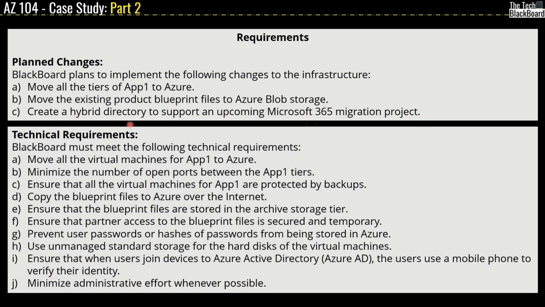Moving ahead, we have technical requirements. Here it says that Blackboard must meet the following technical requirements. The first one is move all the virtual machines for App1 to Azure. Then we have minimize the number of open ports between App1 tiers. The third one is ensure that all the virtual machines for App1 are protected by backups. The fourth one is copy the blueprint files to Azure over the internet. The fifth one is ensure the blueprint files are stored in the archive storage tier. Coming to the sixth one, it says ensure that partner access to the blueprint files is secure and temporary.